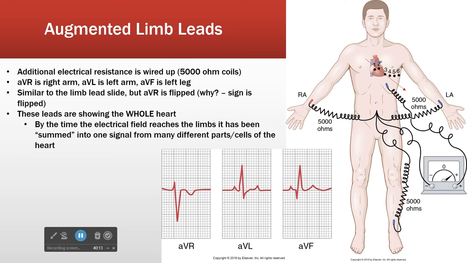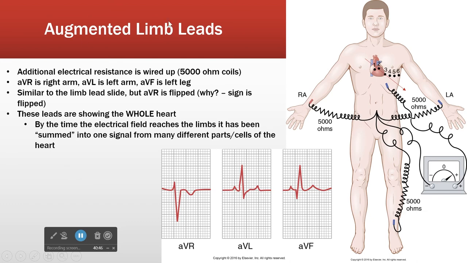So our patterns are similar to what we saw in the limb lead slide, except for AVR. It's backwards, it's upside down. It has a stronger negative deflection than positive. And the reason for that, if you go back to that slide, is if you look at the positives and negatives, our positive is here, our negative is here, we've essentially flipped those two, because previously this was positive and this was negative. So that's why it's flipped like that.